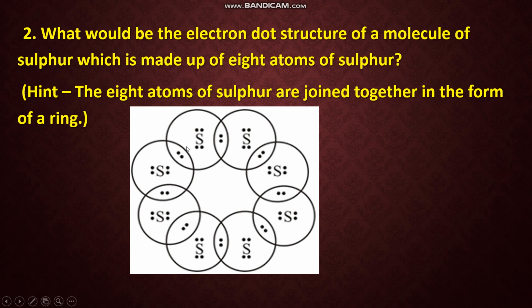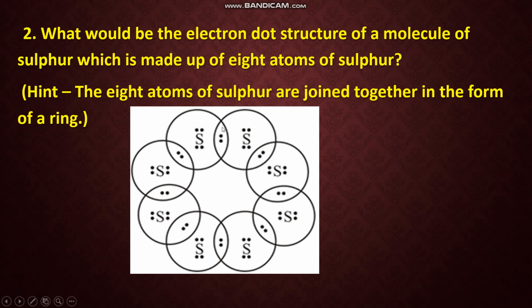So how does it get 2 more electrons? This sulfur shares 1 electron with this sulfur. Again it shares 1 electron with this sulfur. So you can see here for this sulfur there are 8 electrons. In the same way this sulfur also shares 1 electron with this sulfur and 1 electron with this sulfur. So each sulfur shares 1 electron each with the adjacent 2 sulfur atoms, forming a ring structure. So single bonds are formed here.